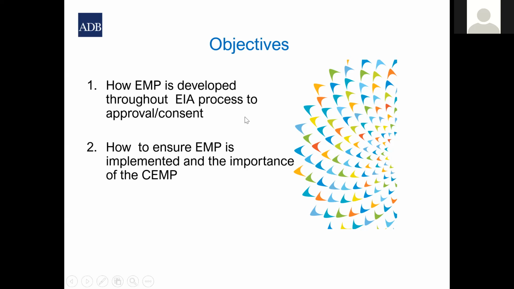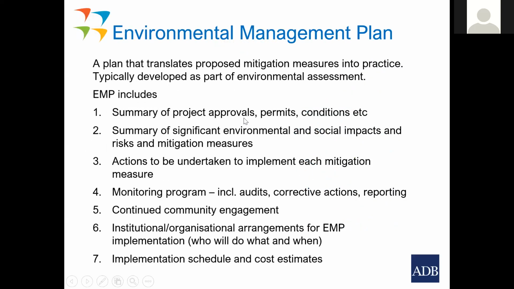Oh no, first, before we do that, let's define what we mean by an environmental management plan. Well, an environmental management plan is a plan that translates proposed mitigation measures into practice, and it is typically developed as part of an environmental assessment. And in fact, any EIA or ESIA, if you prefer to use that, would not be complete without an environmental management plan, or if you want to say an environmental management and monitoring plan. Either way, no EIA or ESIA would be complete without one of these plans.